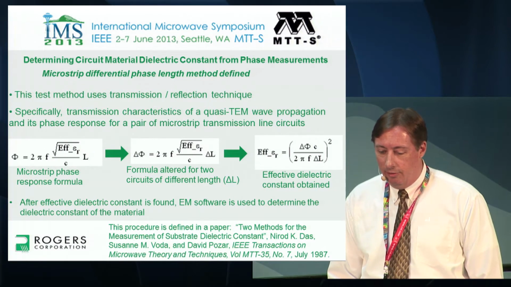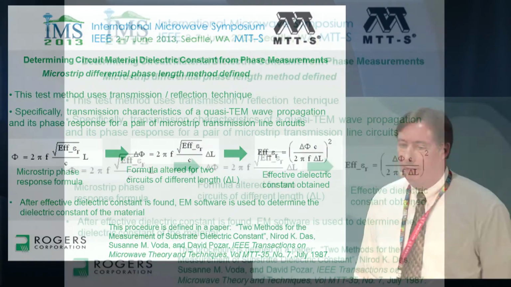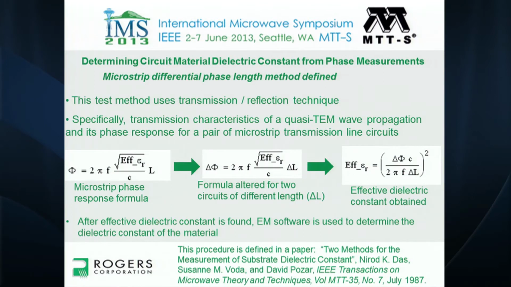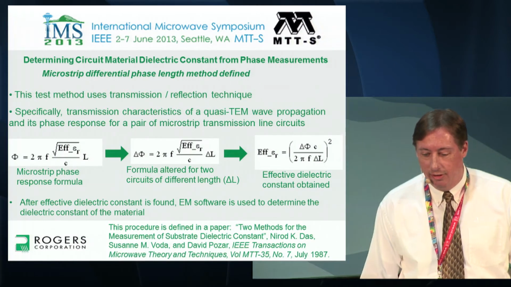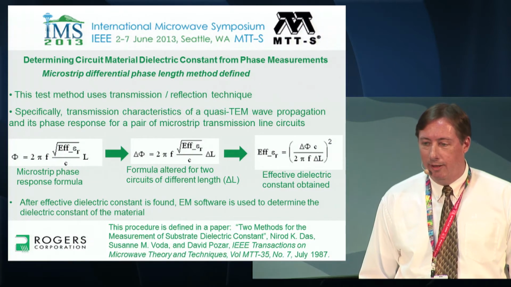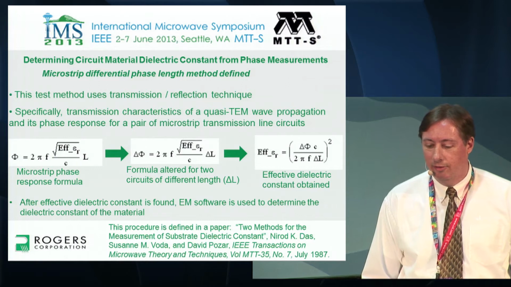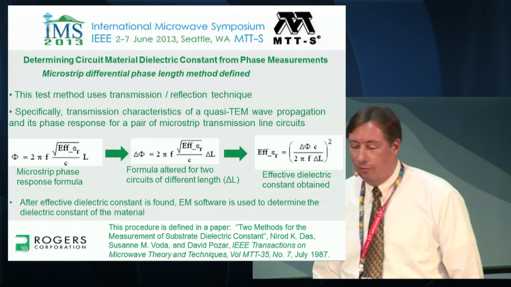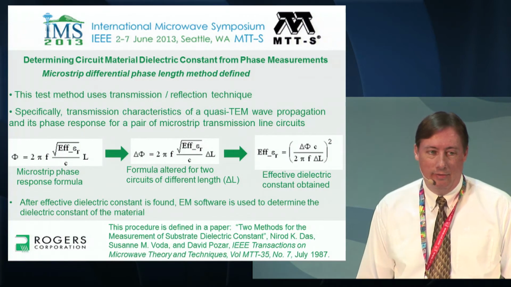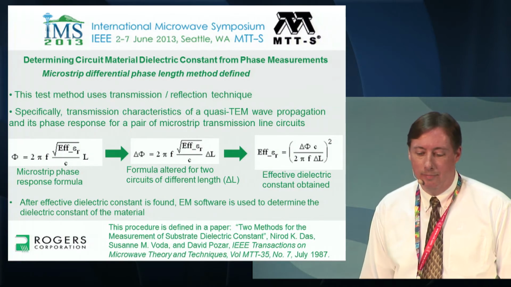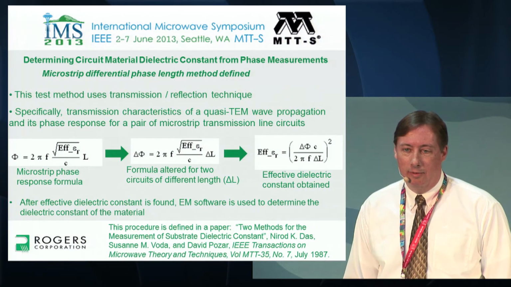And the formulas that are used in the software are given here. There's more to it than this, but that's the basic idea. The first formula on the left there is the microstrip phase response formula. Phi there is the phase angle, and that's equal to a variety of things. One of them, L, is the length, the physical length of the circuit. C is the speed of light. F is the frequency you're testing at, and then the effective epsilon sub r is the effective dielectric constant of the microstrip. So that's for one particular microstrip circuit.